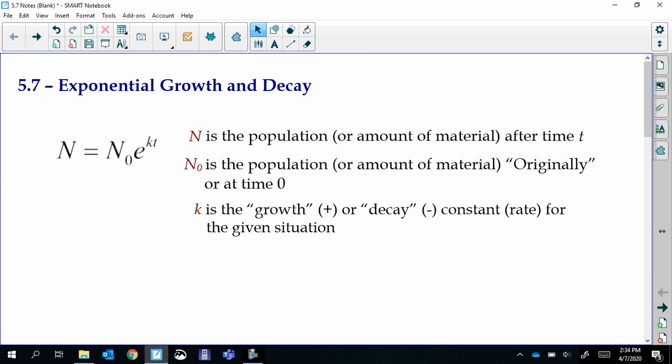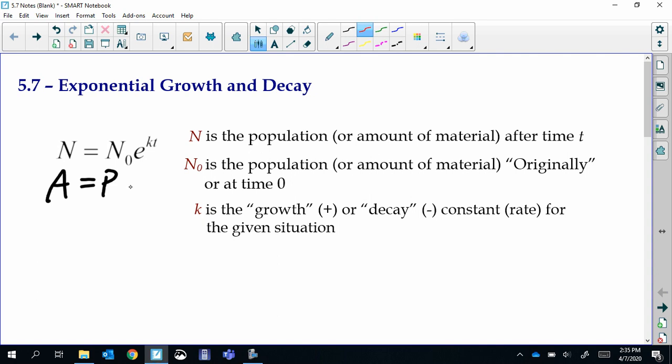Yes, today we're looking at more exponential growth and decay. It's very similar to what we talked about with the compound interest yesterday. Actually, it's about the same formula for continuous growth.